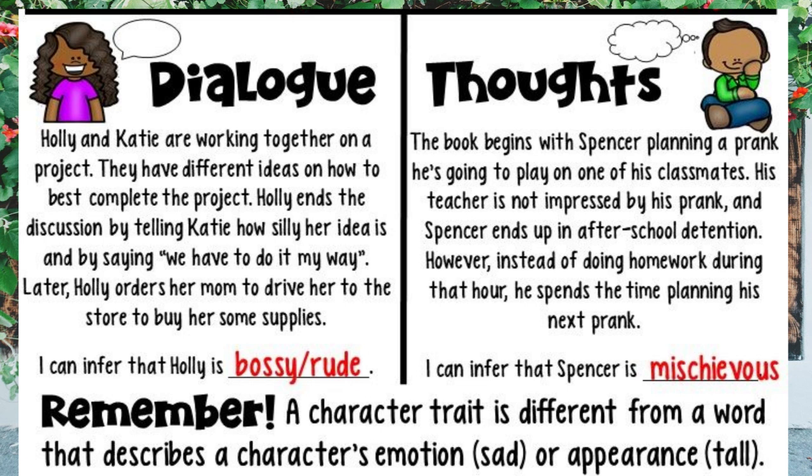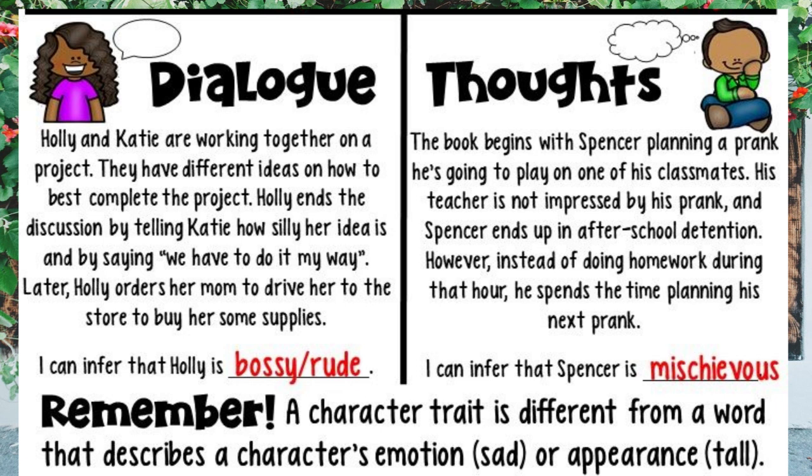Dialogue. Holly and Katie are working together on a project. They have different ideas on how to best complete the project. Holly ends the discussion by telling Katie how silly her idea is and by saying, "We have to do it my way." Later, Holly orders her mom to drive her to the store to buy her some supplies. I can infer that Holly is bossy or rude.